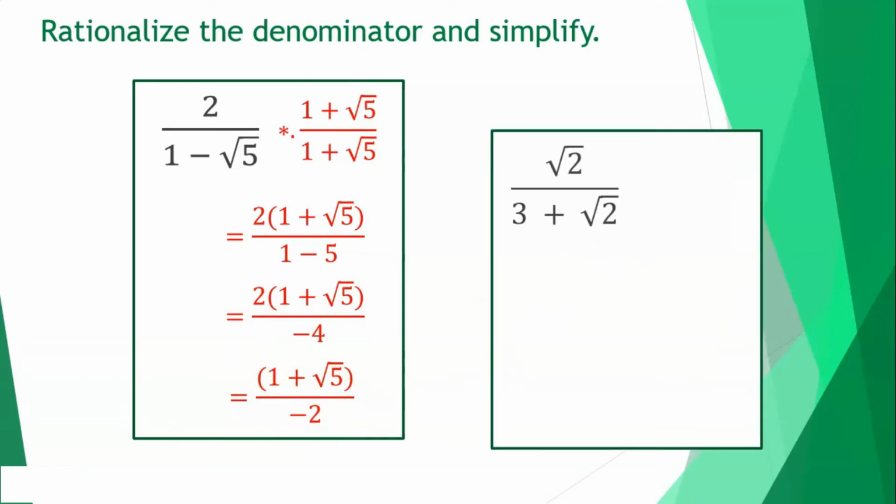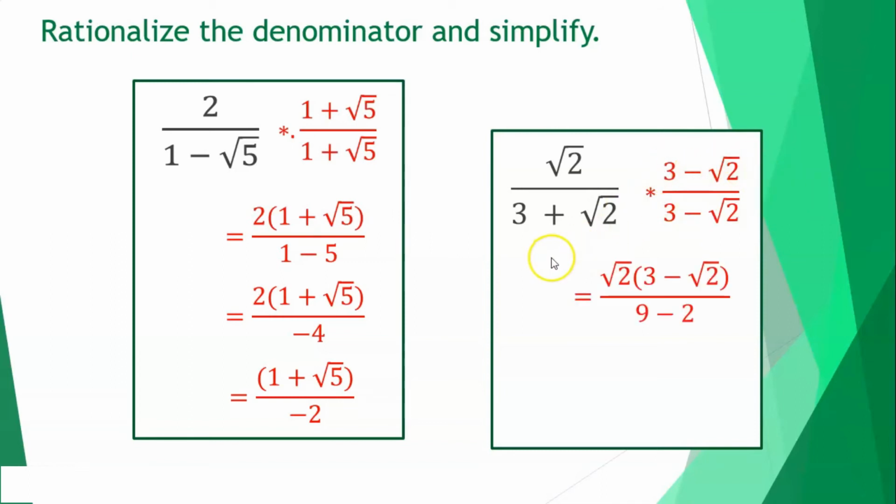Another example. This one, square root of 2 over 3 plus square root of 2. So take note. Rationalizing this, we need to multiply by its conjugate, which is 3 minus square root of 2. So simplifying further, square root of 2 times 3 minus square root of 2. Squaring the conjugates, the square of 3 is 9. The square of square root of 2 is 2. So simplifying further, this will be our final answer. So take note, this is how you rationalize the denominator in case the denominator is a binomial. You need to introduce its conjugate.